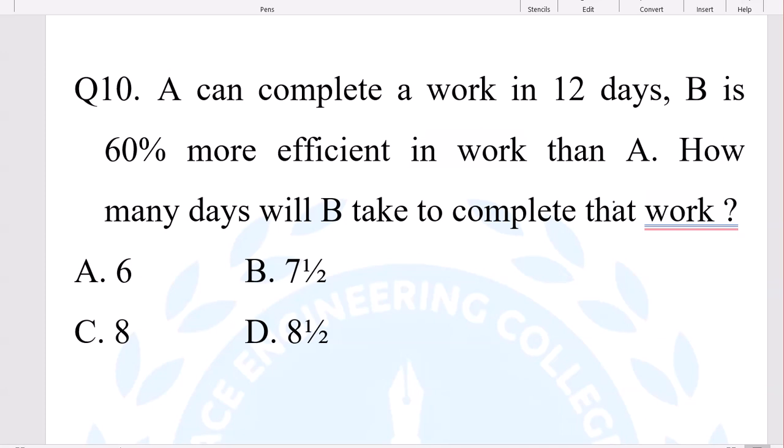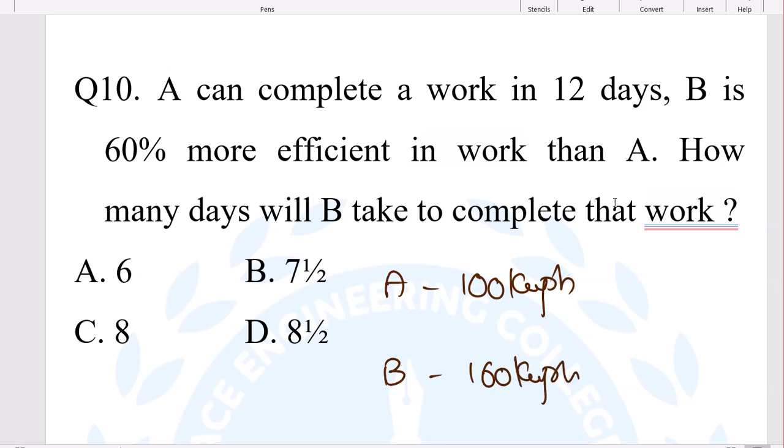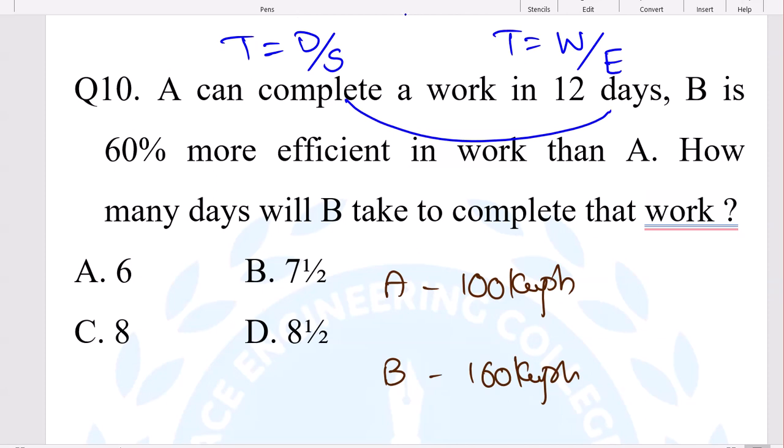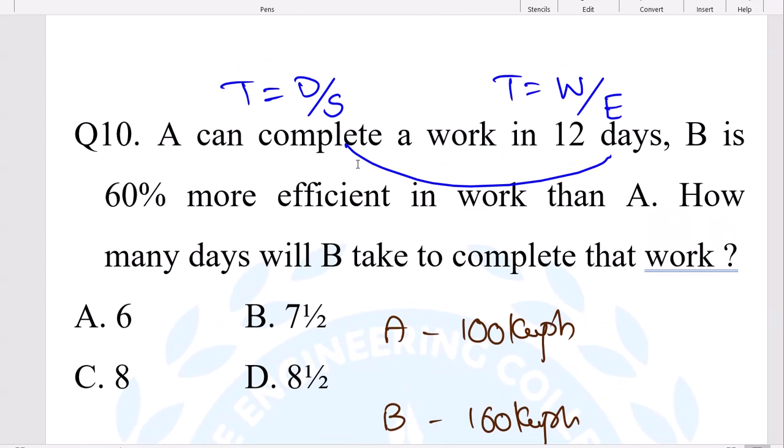So if A is taking 100 speed, B's speed is 160 kilometers per hour. Efficiency can be taken as speed only. Because, I hope you know, time is distance by speed. This is time and distance. In time and work, time is work by efficiency. That's it. Here, speed and efficiency are same. Distance and work is okay. Work is same.